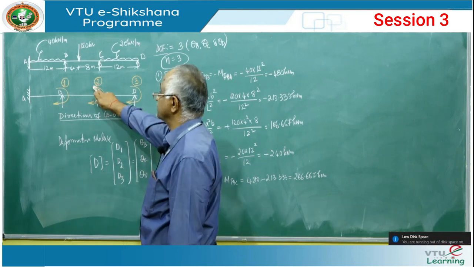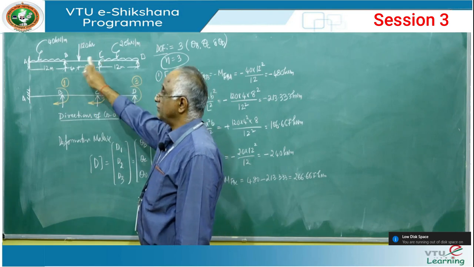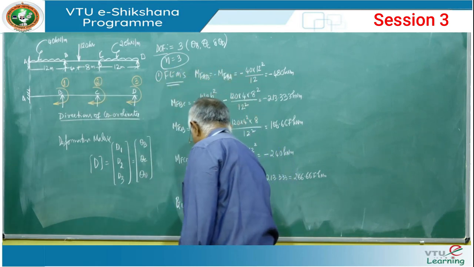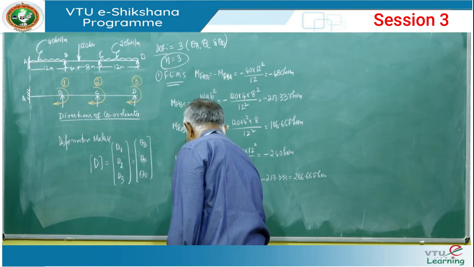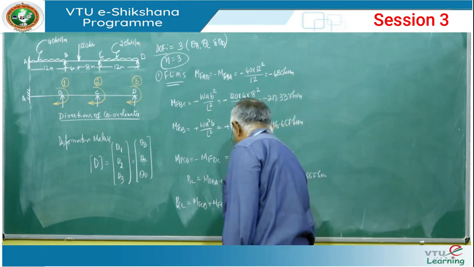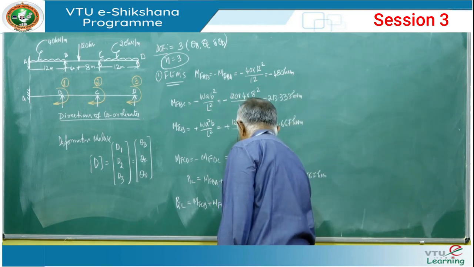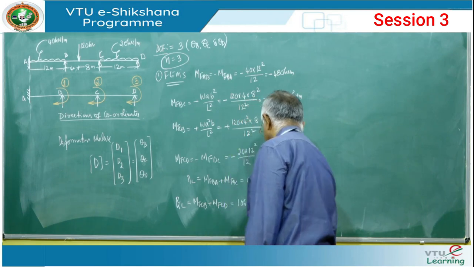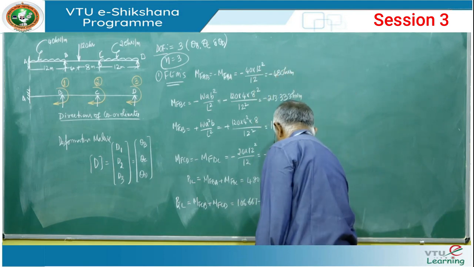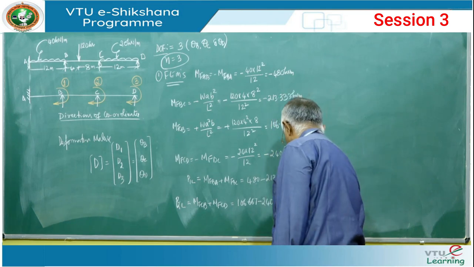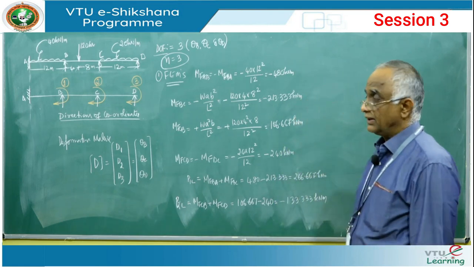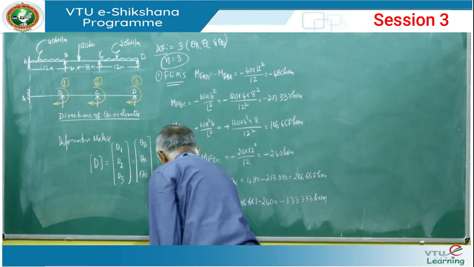And on the same lines at C, P2L, that corresponds to coordinate 2 here. There are two members meeting, CB and CD. It is MFCB plus MFCD. MFCB is 106.667 plus minus 240, which is MFCD. So it is equal to minus 133.333 kilonewton meter.